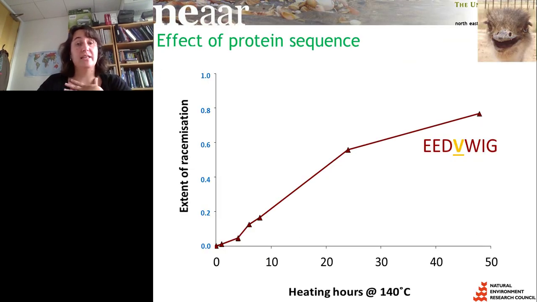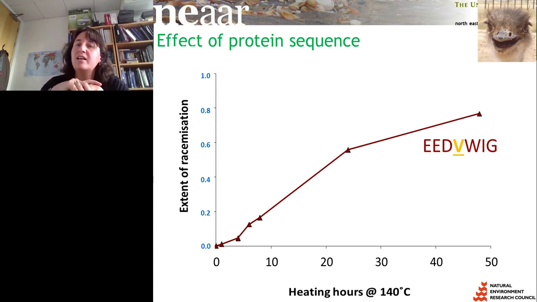Now, when we look at the extent of racemization, this fits really well. This is the heating hours against the extent of racemization. We start to see a very slow increase in racemization, probably because it's that peptide bond hydrolysis that is the rate determining step. Then at that point, it can racemize. And then we start to see this increase as time goes on.